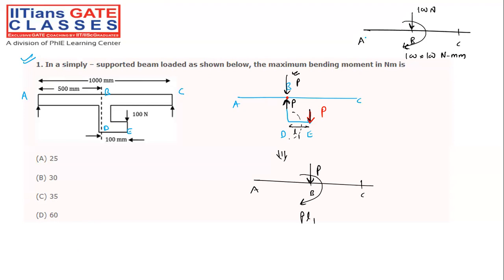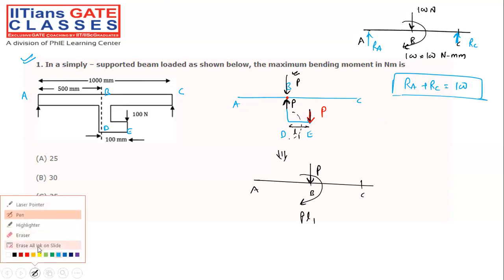So now we have to calculate the reaction supports, there is no doubt in that, right? There is an RA, there is an RC, two reaction forces will be there, and there is a bending moment. So RA plus RC, my dear friend, we can write 100, because summation of forces in the y direction has to be 0, right?